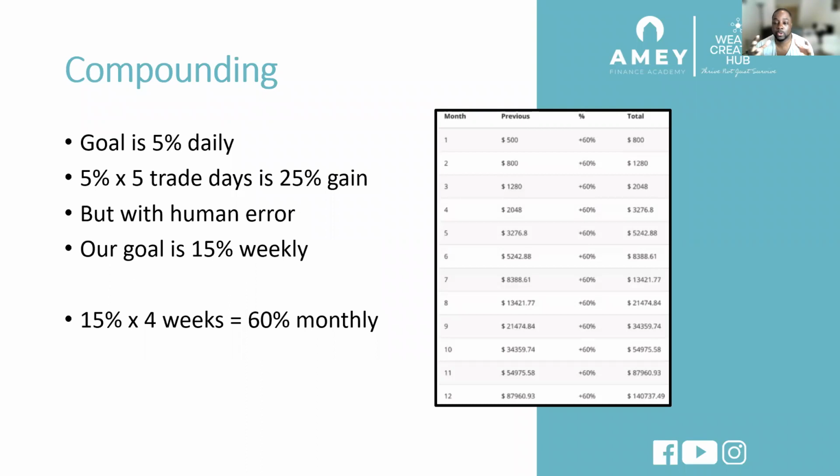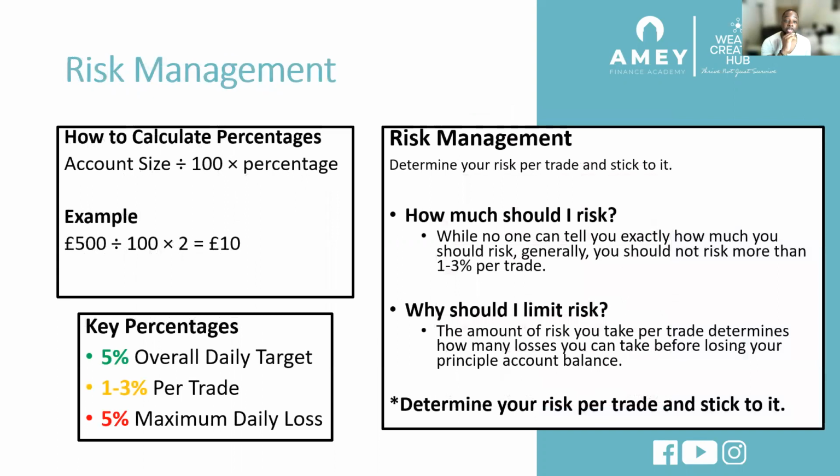So with human error, we say about 15% weekly. Now 15% multiplied by 4 weeks, that's 1 month. That's 60% monthly. Now, we don't get that in our bank accounts, so being able to make that in a trading account is something that's going to be outstanding. But make sure that you are great with risk management. Risk management is also key. I always say that to people. People sometimes do not use proper risk management.